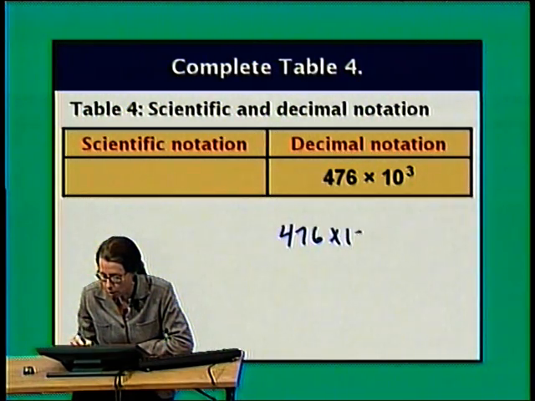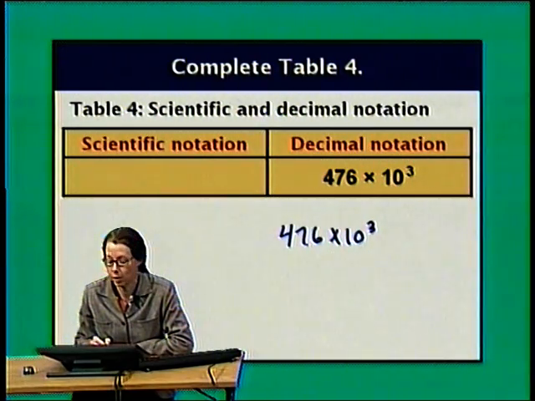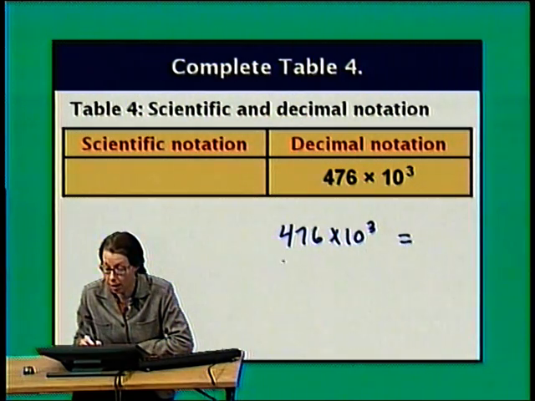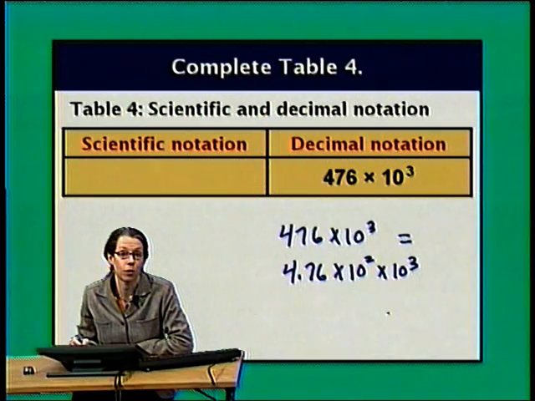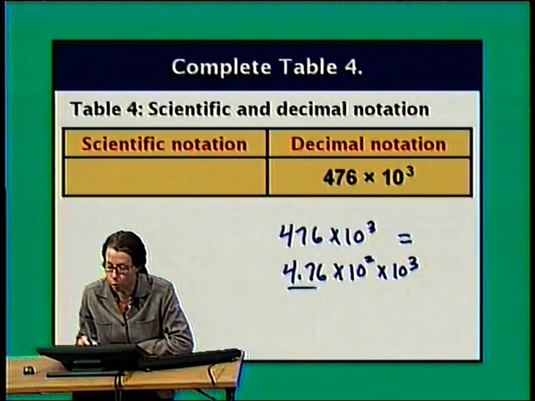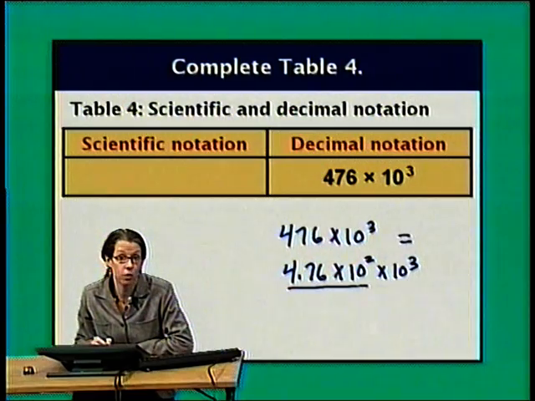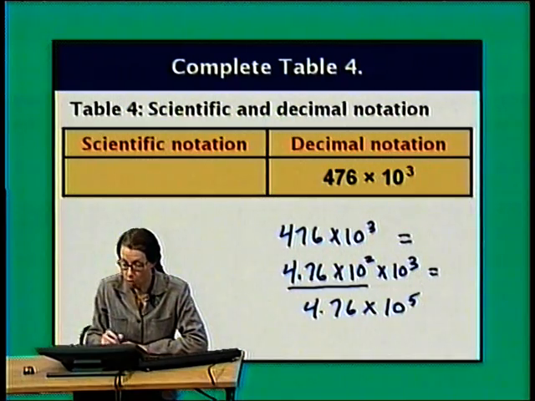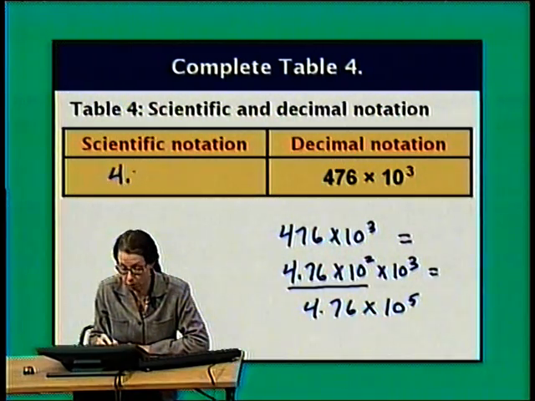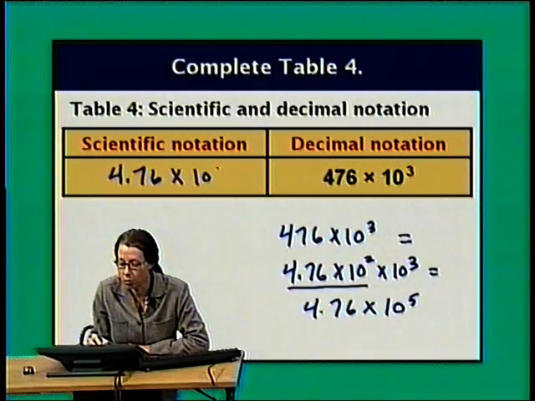I'm going to write 476 times 10 cubed, and I'm going to focus on the 476. I can write 476 in scientific notation as 4.76 times 10 squared. And I still have a factor of 10 cubed. So this part, 4.76 times 10 squared, is just 476. And then multiplying 10 squared by 10 cubed, that gives me 10 to the 5th. So in scientific notation, what I have is 4.76 times 10 to the 5th.